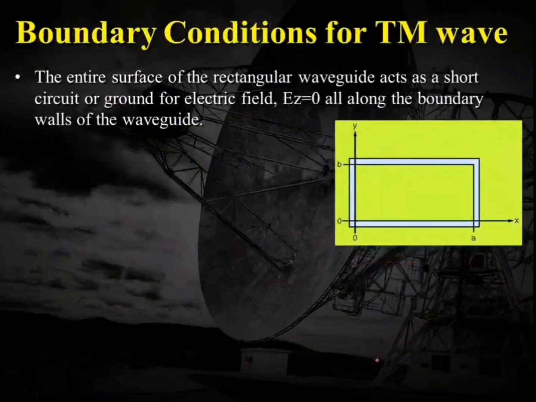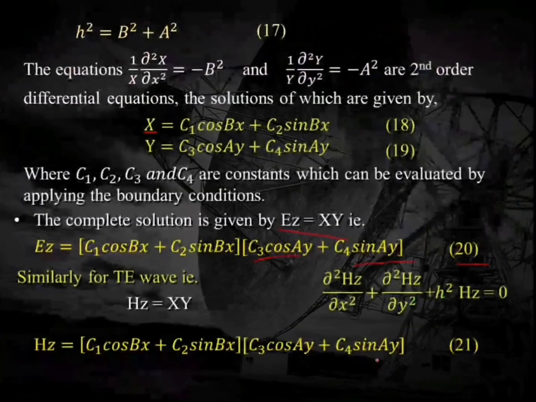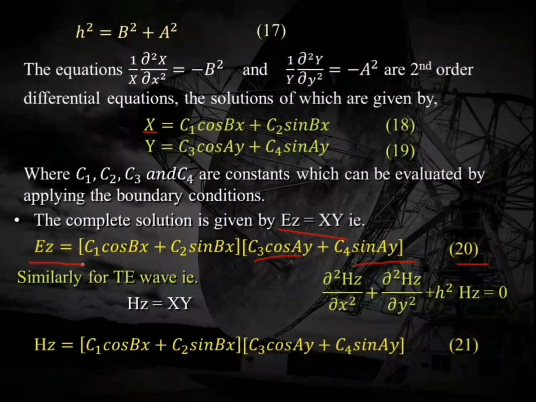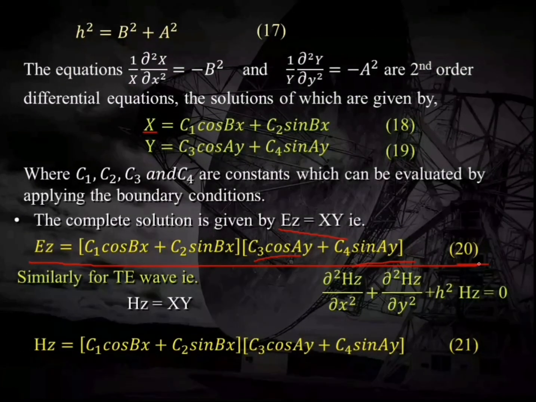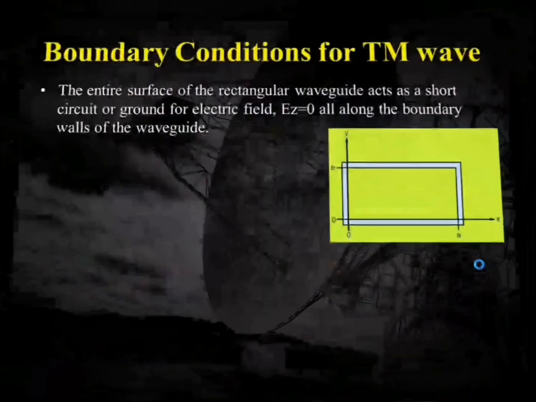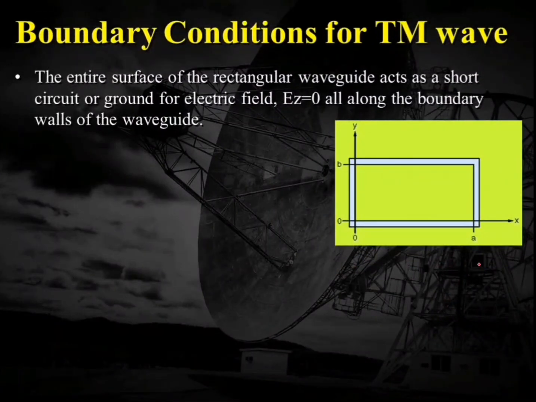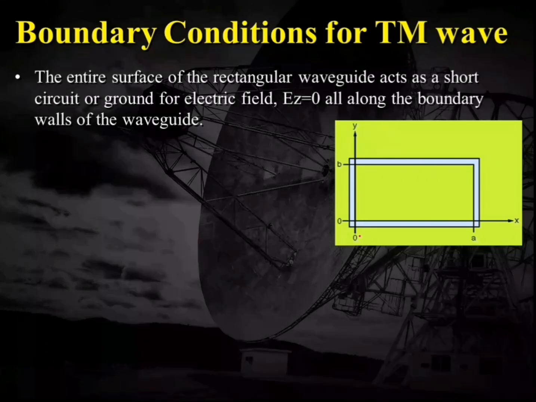Now let us apply the boundary condition on the TM wave. TM wave means this equation. I'm going to use the Ez equation, or equation number 20. While applying the boundary condition, I have to understand first the rectangular waveguide. I said the rectangular waveguide will have the walls on the x and the y axis.